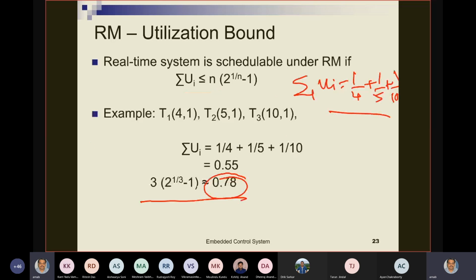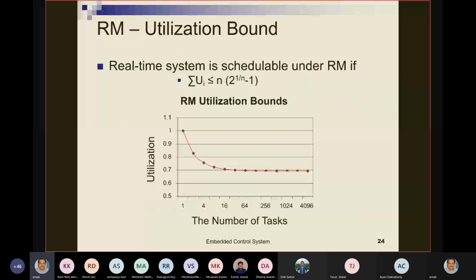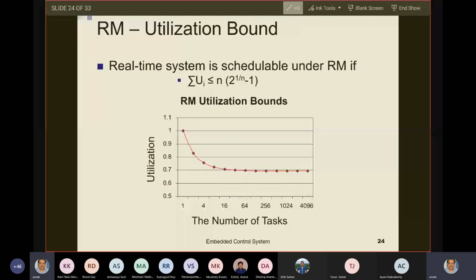So T1, T2, T3 are schedulable under RM. Now, using this bound, what you see is that as the number of tasks increases on the x-axis, this bound, n into 2 to the power 1 by n minus 1, where n, the number of tasks, is a very important factor, reduces to about 70% as the number of tasks grows toward infinity. When the number of tasks becomes infinite, this utilization settles down at 70%.